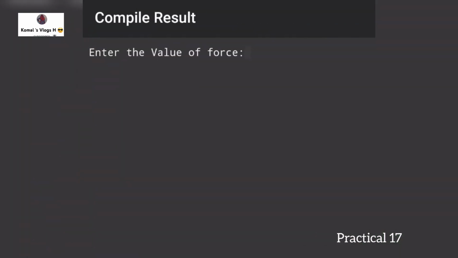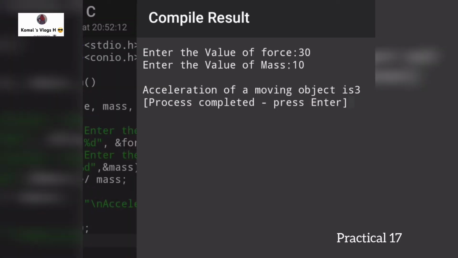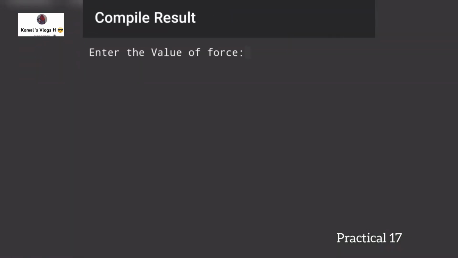I have just run the program. It asks first for the force, and then it will ask for the mass. You can enter any value, and after that, 30 divided by 10, that is force divided by mass, and the answer will be 3. So again I am just executing it to make the understanding clearer.